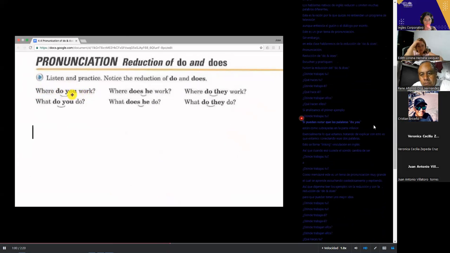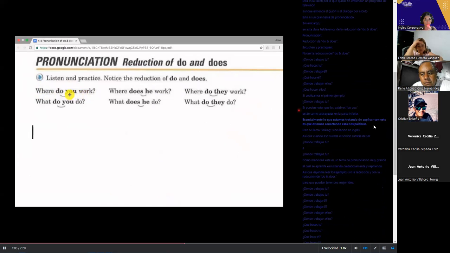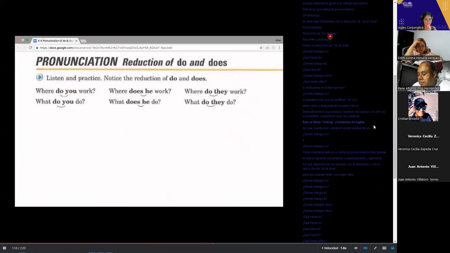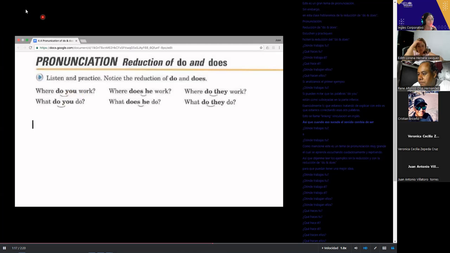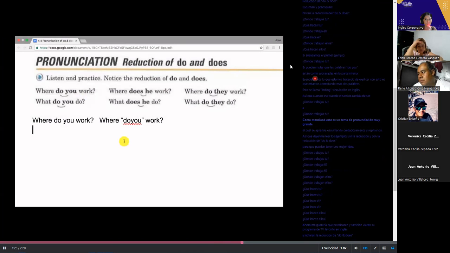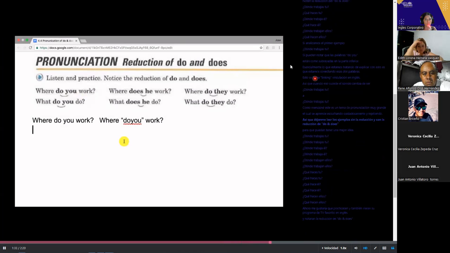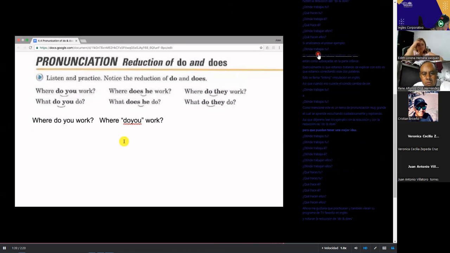If we analyze the first example, where do you work? If you notice, do you are sort of underlined at the bottom. Essentially, what we're trying to explain is that we are connecting those two words. This is called linking in English. So when that happens, the sound changes from where do you work to where d'you work. As I mentioned, this is a very big pronunciation topic, which you learn by listening carefully and repeating. So let me read out the examples without the reduction and with the reduction of do and does so that you can have a better idea.